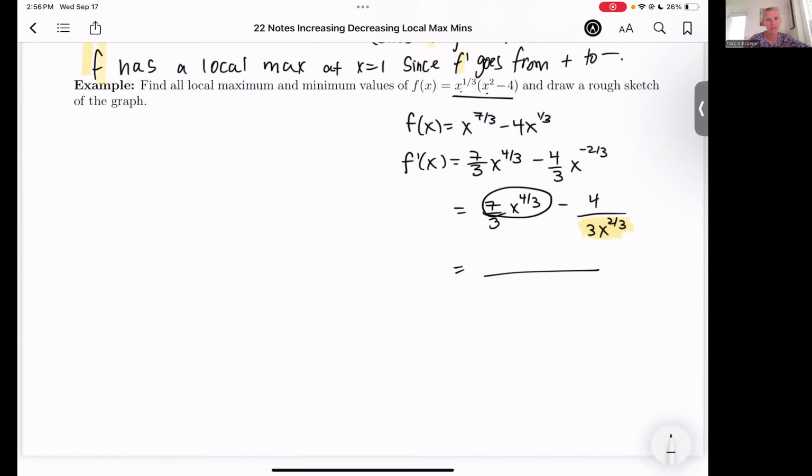So x to the 4/3 times x to the 2/3 is going to give me x to the 6/3, which is x squared. So that's good. That's a nice handy number. So I'm going to get (7x squared minus 4) over 3x to the 2/3.